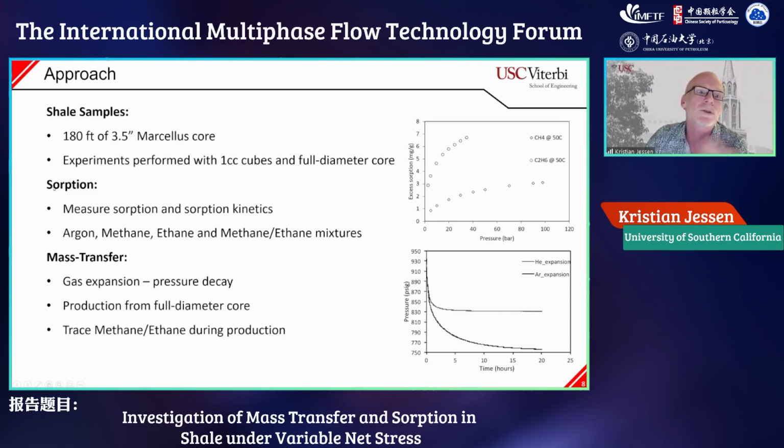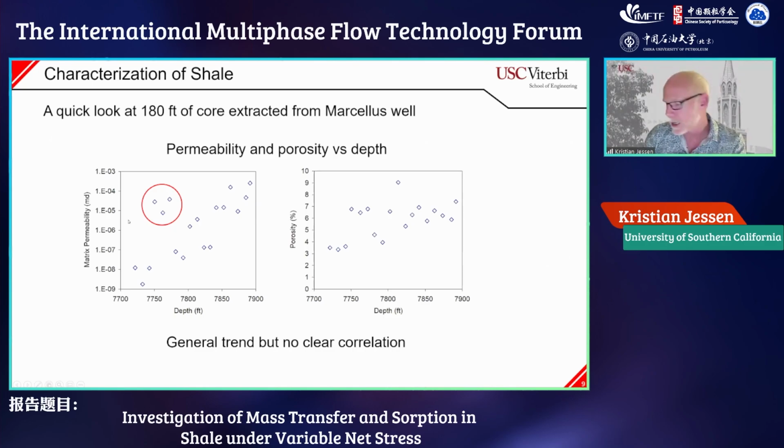Now, with these samples, we could study things such as sorption in terms of isotherms and kinetics. And we did that for cube samples for argon, methane, ethane, and mixtures of methane and ethane. And then we could study mass transfer also, either on the cube, try at least, or at the larger scale, and use techniques such as pressure decay or gas expansion experiments, or simulate production from a full diameter core, and look at things such as produced composition over time and so forth.